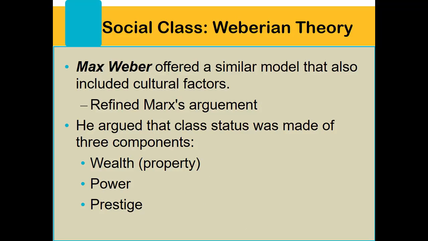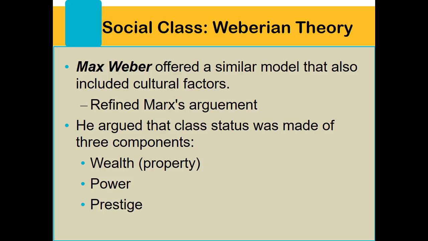Weber then, reminder, it's pronounced Max Weber, not Max Weber. Weber offered a similar model that also included cultural factors. So in this way, Weber refined Marx's argument. He argued that class status was made of 3 components. There was wealth, what we know as property, power, and also prestige.